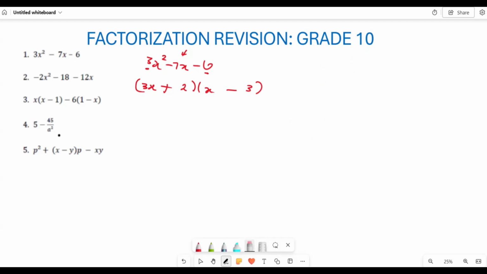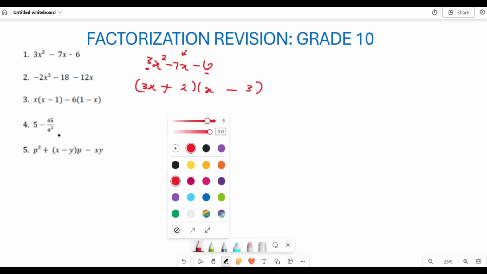Now, let's look at our number 2 and see what is given here in number 2.